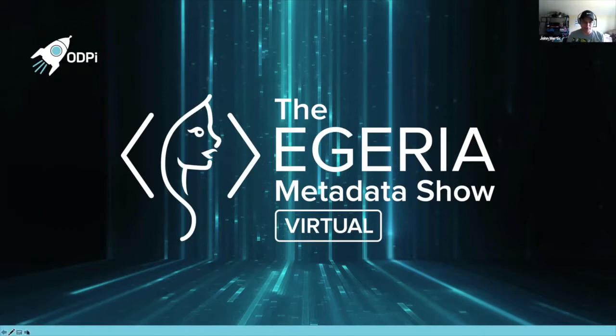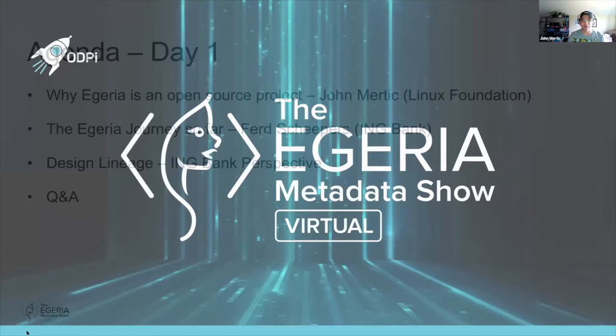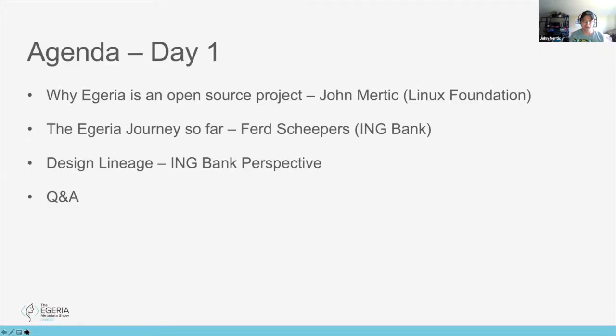Let's dig into what today's agenda looks like. Today's day one agenda, I'm going to kick off just talking about Egeria as an open source project. Then we'll have Fred Schepers, who's working on getting reconnected, talking about the Egeria journey so far within ING and design lineage. And then we'll have a broad Q&A at the end of the day. I want to take a moment and let all of the panelists across all of the days, many of them on the call today, introduce themselves. So maybe we can start at the top with Fred.